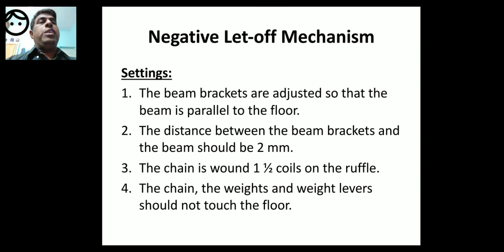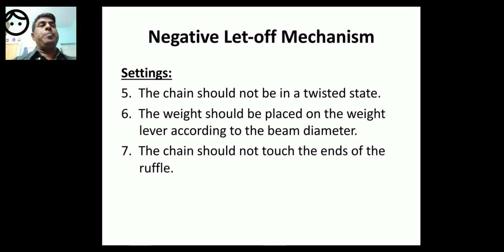So the points are: the beam brackets are adjusted so that the weaver's beam is horizontal or parallel to the floor. The distance between the beam brackets and the beam should be 2 millimeters. The chain is wound around 1.5 to 2 turns around the ruffle. The chain, the weights and the weight levers should not touch the floor. The weight lever is the long lever.